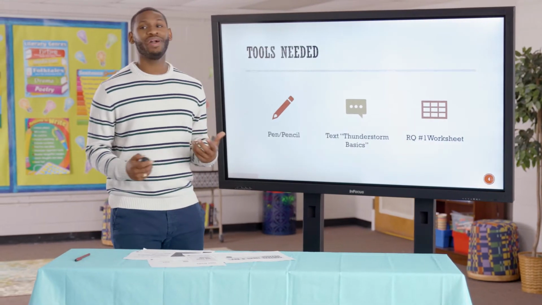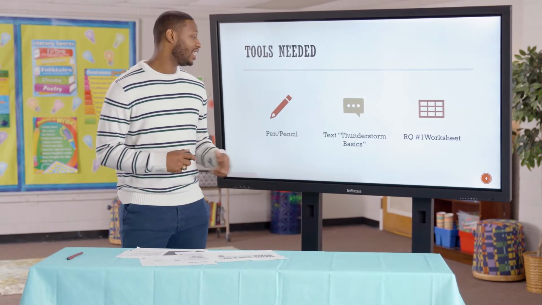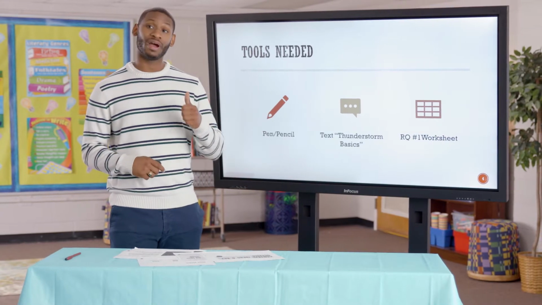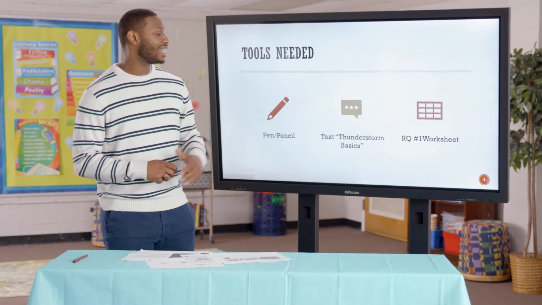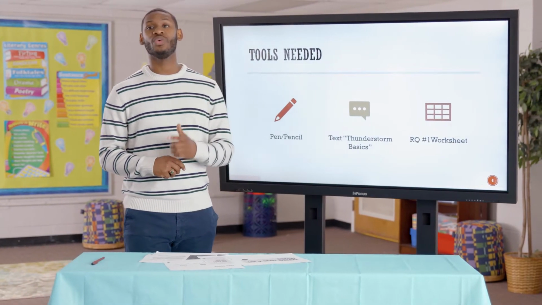Here are some things that you're going to need for this lesson. You're of course going to need a pen and pencil. You're then going to need the text, Thunderstorm Basics, from our last lesson. And then lastly, of course, the RQ number 1 worksheet.